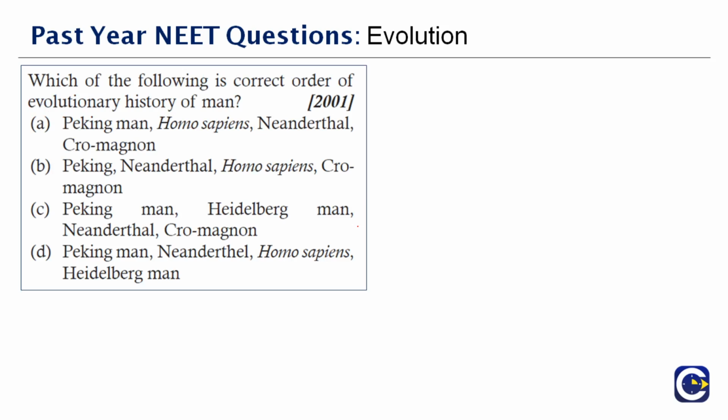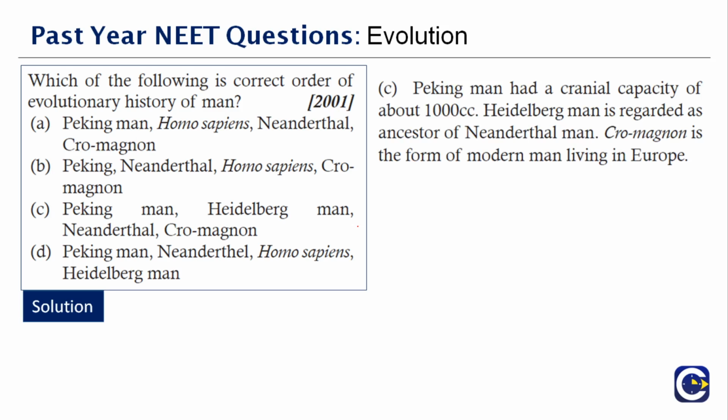Which of the following is in the correct order of evolutionary history of man? And this question was asked in the year 2001. So you just need to know the order here. I'm going to tell you the order. The right answer is option C. We have Peking man, Heidelberg man, Neanderthal, then you have Cro-Magnon. Okay, so this is the correct order for the evolutionary history of man.